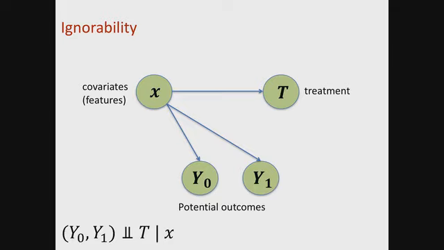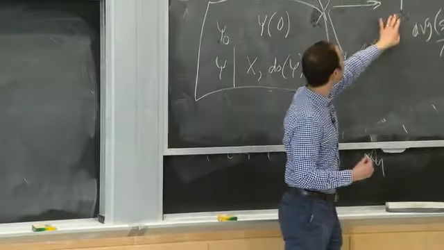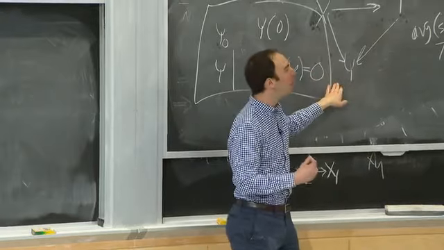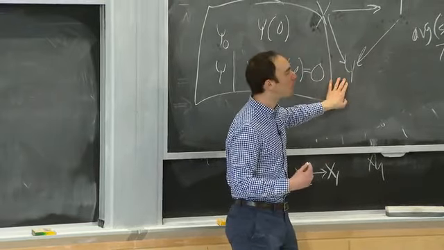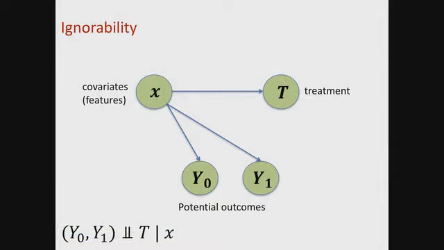So X are your covariates, T is your treatment decision, and now I've drawn for you a slightly different graph, right? Over here I said X goes to T, X and T go to Y. But now I don't have Y. Instead, I have Y0 and Y1. And I don't have any edge from T to them. Right? And that's because now I'm actually using the potential outcomes notation.